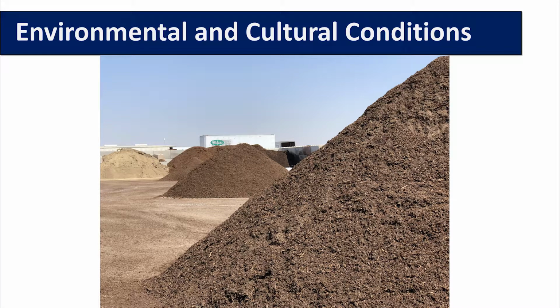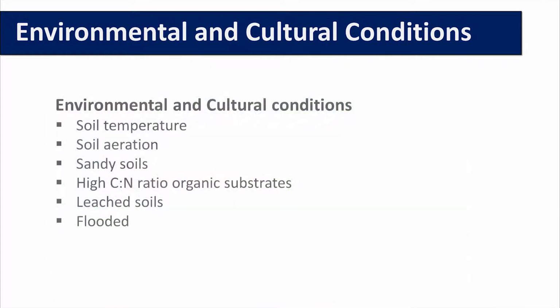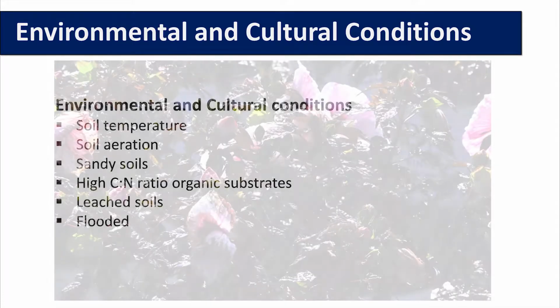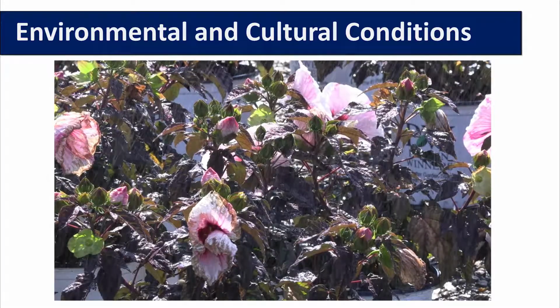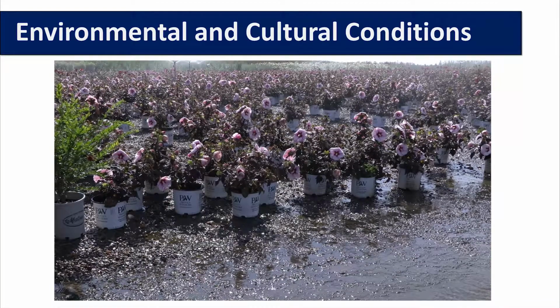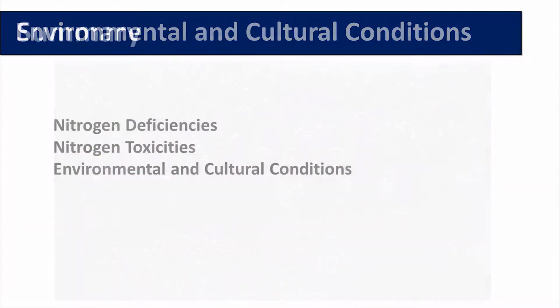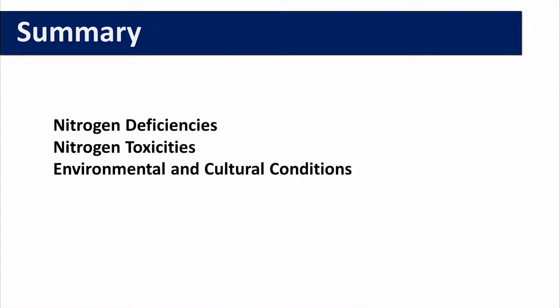Even though they have a high carbon ratio, other products such as bark and peat don't break down as readily, so they are not a problem. Check for leaching in soils. If you are a container producer, over-irrigating can leach nutrients away from the root zone before the plants can take them up, and this can cause deficiency of nitrogen as well as other nutrients. Also, flooded soils can cause a problem, primarily because of the anaerobic conditions not allowing for proper root growth in the plant. This is what we learned in this module.